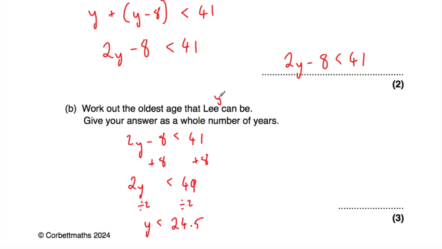So Lee's age, which is y, is going to be less than 24.5 years old. So if he's less than 24.5 years old, the oldest age he could be would be 24. And that's it. Okay, let's look at our next question.